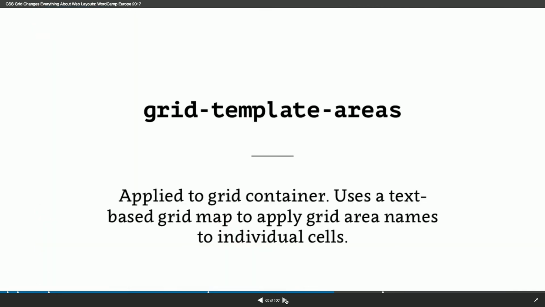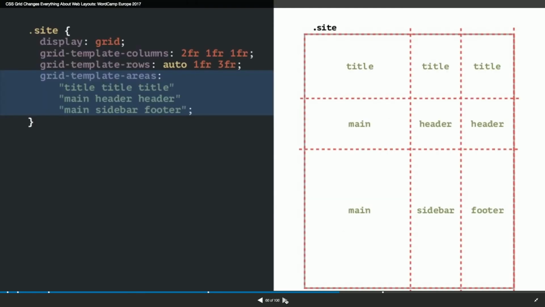So, next possible thing, grid template areas. We were talking about these areas. Apply to grid container, so we went back to the container. Uses a text-based grid map to apply grid area names to individual cells. It's really funny and really cool. So you can create a layout and name the areas this way.